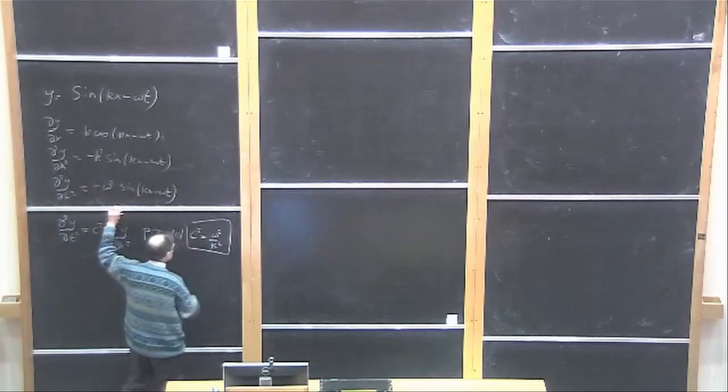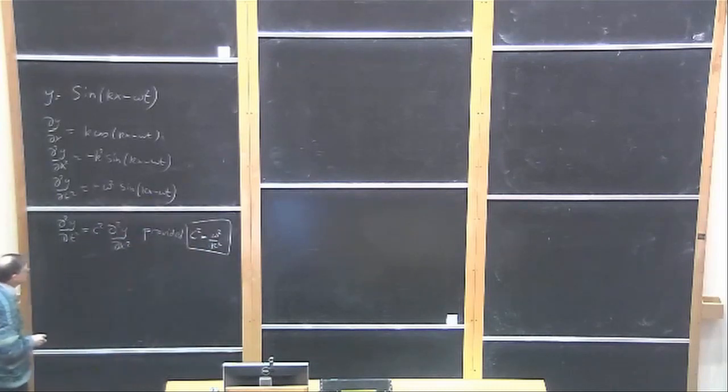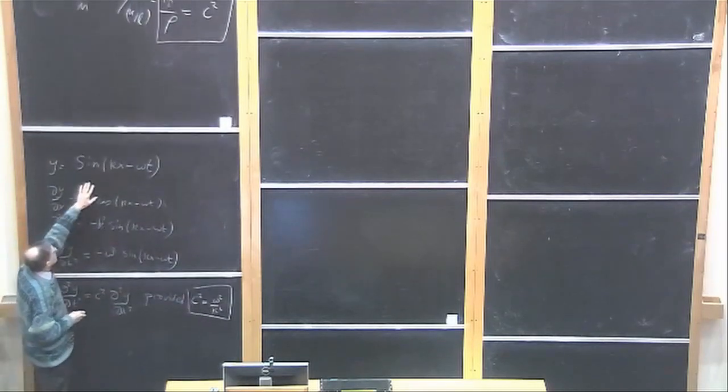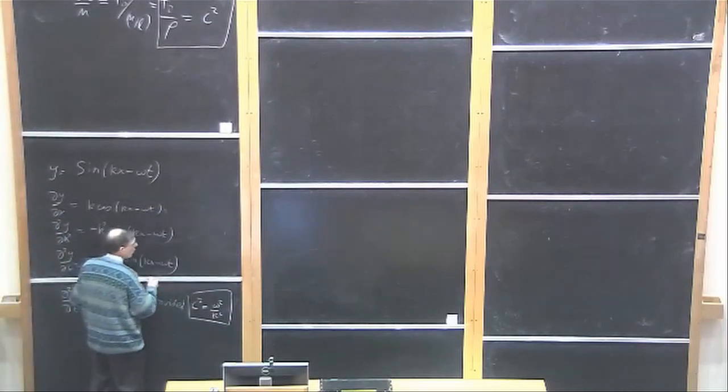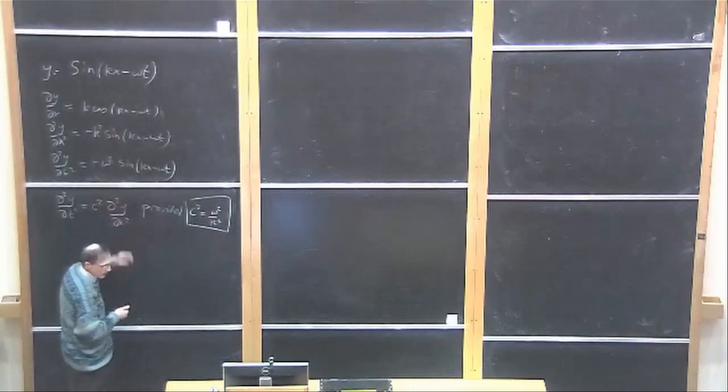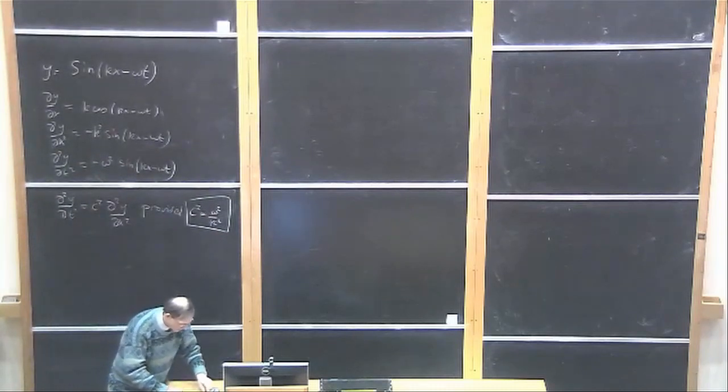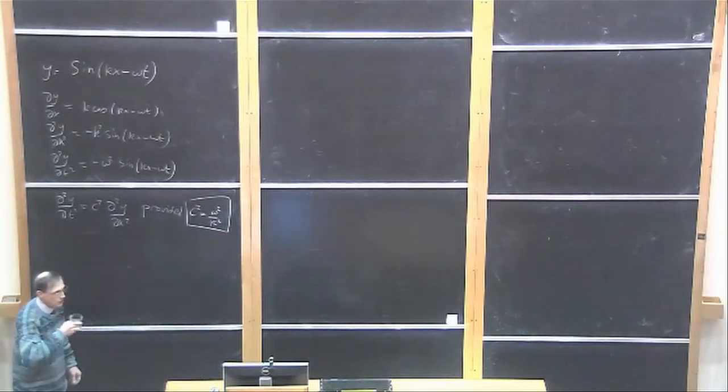So as long as that condition is satisfied as a relation between omega and k, then all travelling waves of this kind will satisfy the wave equation. And that's quite an important type of wave disturbance, and that's why the wave equation crops up so often.